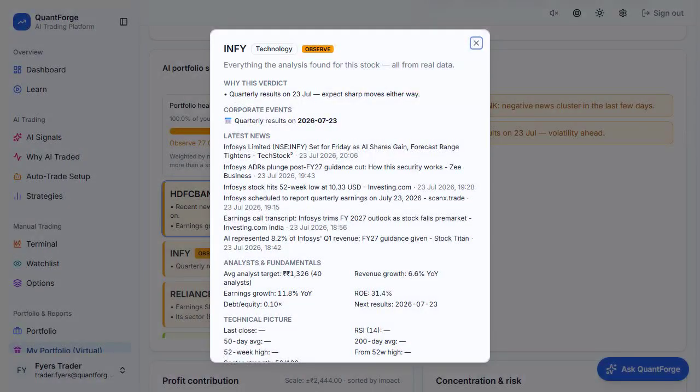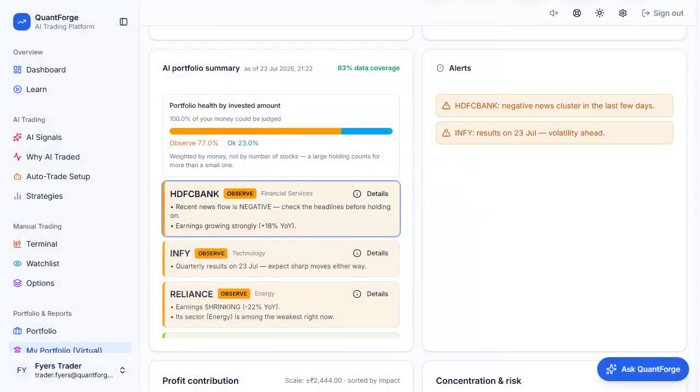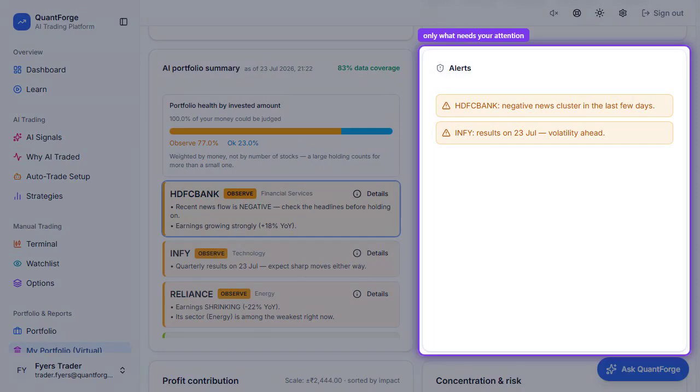There is a separate alerts box. The short list of things worth acting on, pulled out of all those verdicts so you do not have to hunt. Red first, then amber. Mine says all clear. Then there is genuinely nothing urgent. An empty alerts panel is a good result, not a broken one.